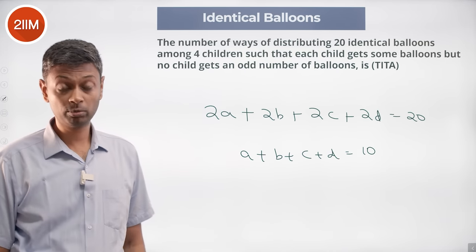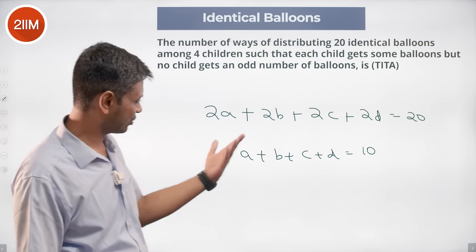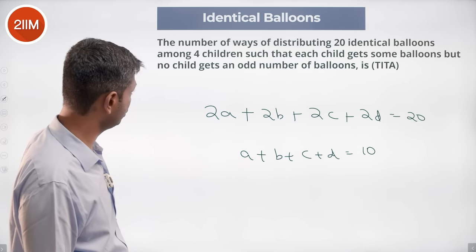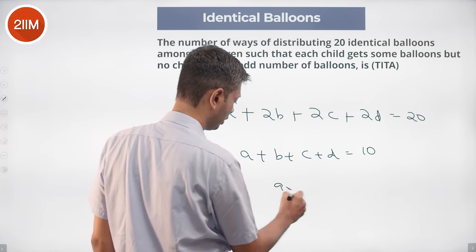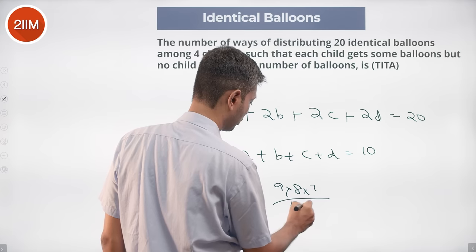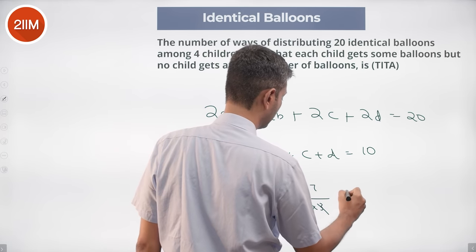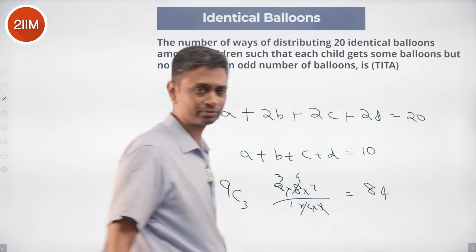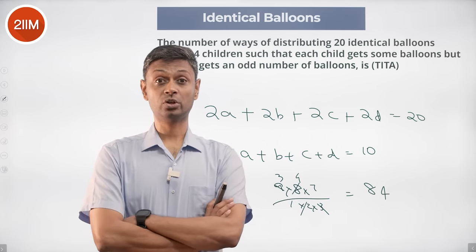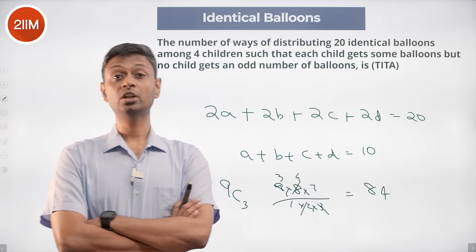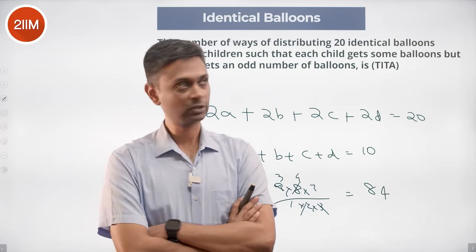A, B, C, D are the number of balloons and each child gets some number of balloons. That is, nobody gets 0. So natural numbers, 4 natural numbers adding up to 10, which is 9C3. 9 into 8 into 7 by 1 into 2 into 3, which is 3 into 4 into 7, 84. That this is 9C3 you should know, should have gotten enough practice: how many non-ordered quadruplets of natural numbers add up to 10?